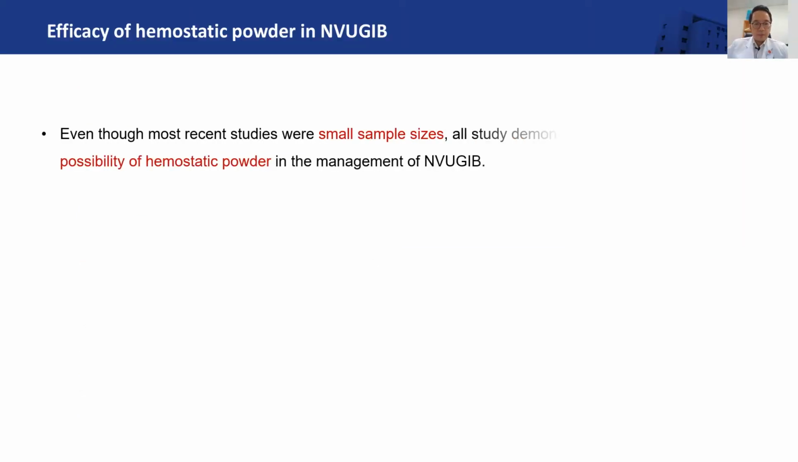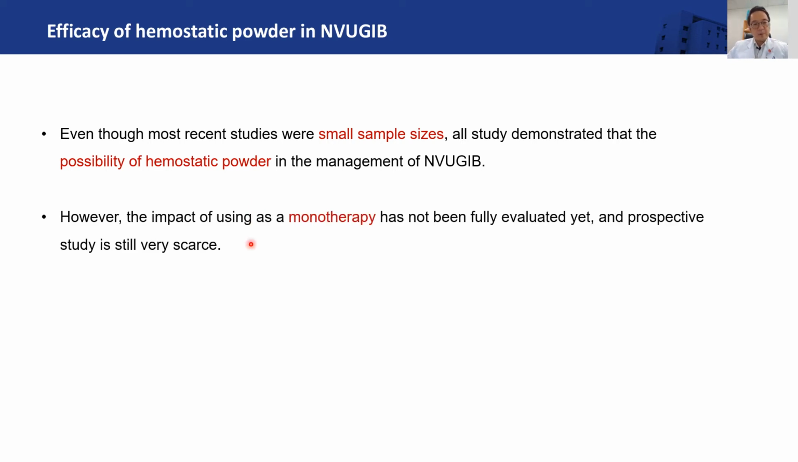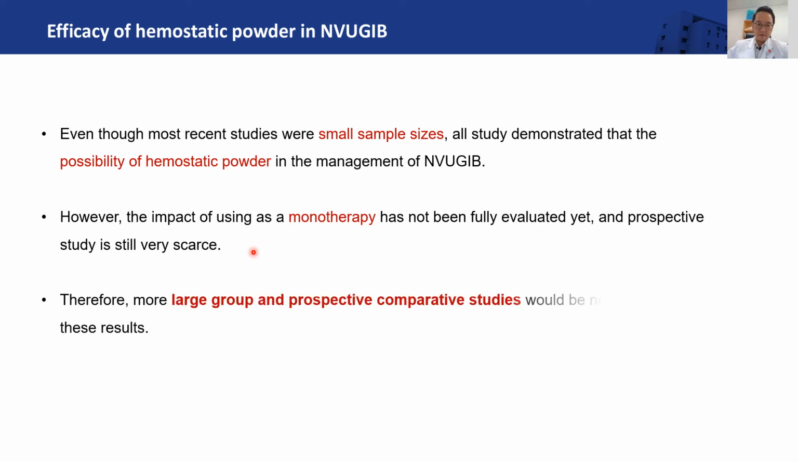So in summary, even though most recent studies had small sample sizes, all studies demonstrate the possibility of hemostatic powder in the management of non-variceal upper GI bleeding. However, the impact of using it as monotherapy has not been fully evaluated yet, and prospective studies are still very scarce right now. Therefore, larger prospective comparative studies would be needed to confirm these results.